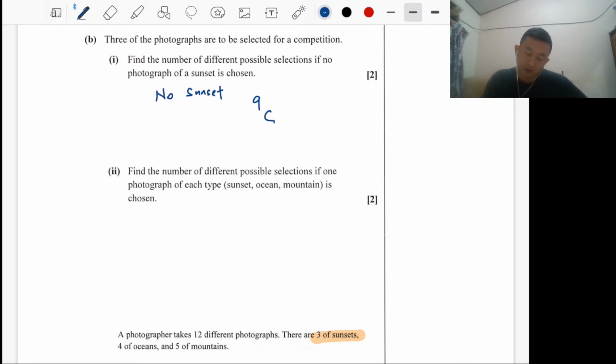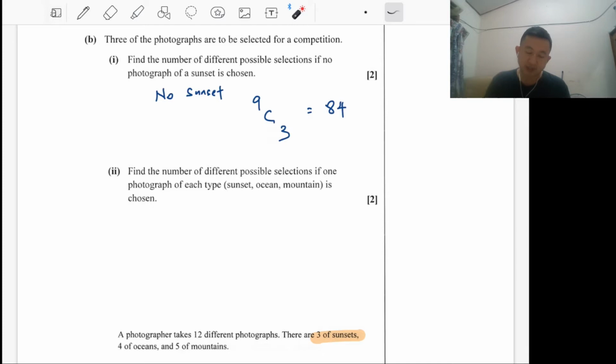So 9C3. You know why 9C3 or not? Because you are not arranging it into a line on a wall. You just select it for competition. So you don't go for P, you go for C. So 9C3. Arrangement doesn't matter in this case. So 84. Okay, and then now we look at the second one.